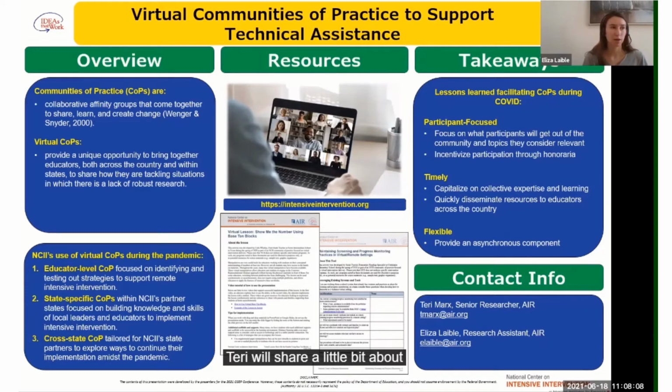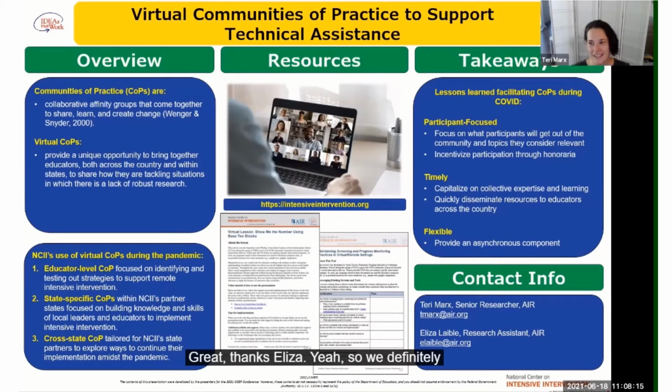Next, Terry will share a little bit about some lessons learned from this. Great, thanks, Eliza. So everybody had to think a little bit differently about how to best reach their audiences and best reach their technical assistance partners right at the start of the pandemic.